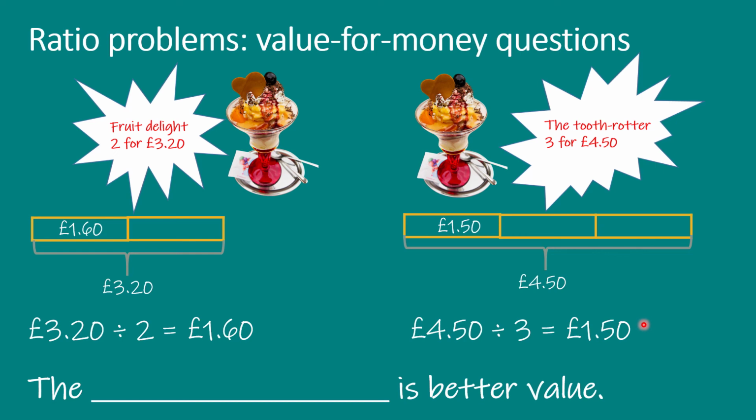So now we compare which is better value. It's the Tooth Rotter. £1.50 for one against £1.60 for one for the Fruit Delight. So write that in. The Tooth Rotter is better value. So there we go. 2 classic ratio problems and how you might think about them.